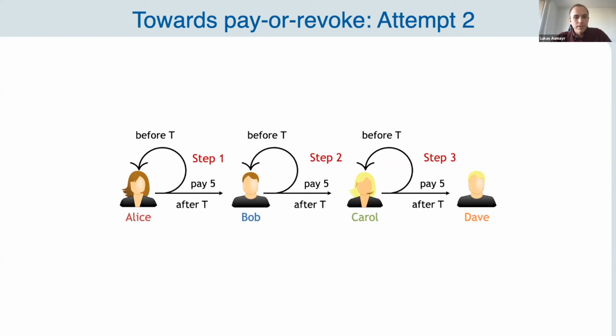After some time t, which is chosen by Alice, Bob can claim the 5 coins that are locked in this contract, right? Before time t, however, Alice has the way to refund herself. Okay, now Bob goes ahead and does the same with Carol. So he creates the same contract, and Carol does the same with Dave.